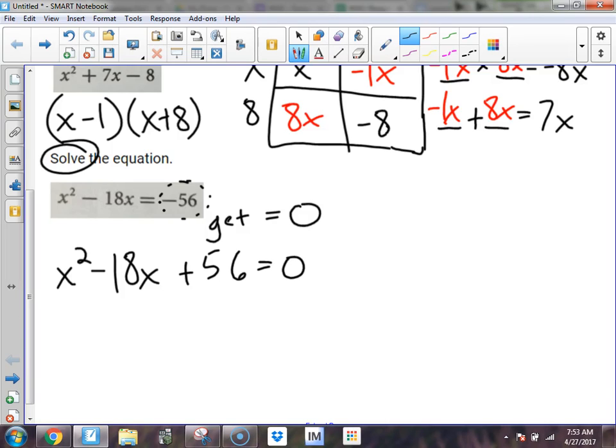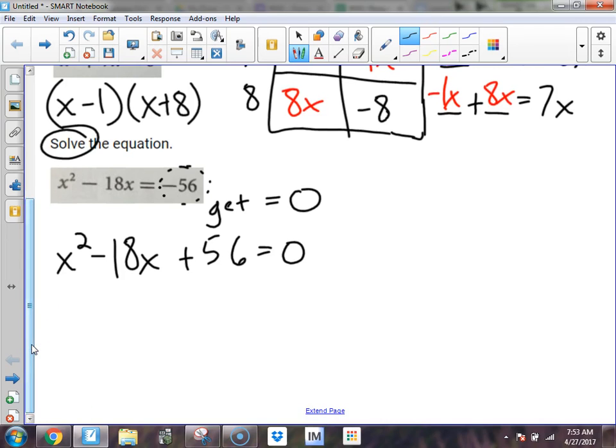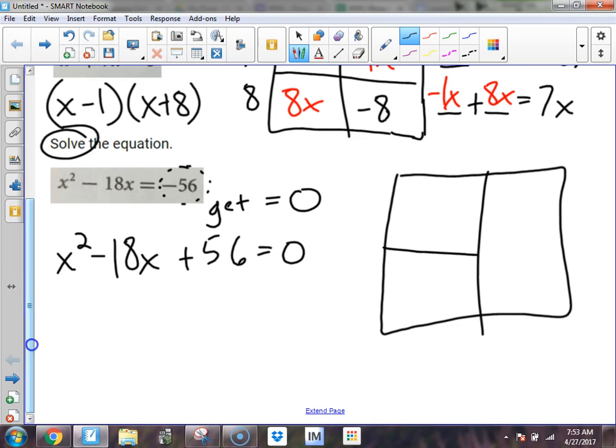It's said to solve, so what this does is it makes it a little bit longer. It takes a little bit longer to do this one. Not that much longer, though. We still use the box. X squared, top left. 56, bottom right. Some of you are going to get really quick at this.